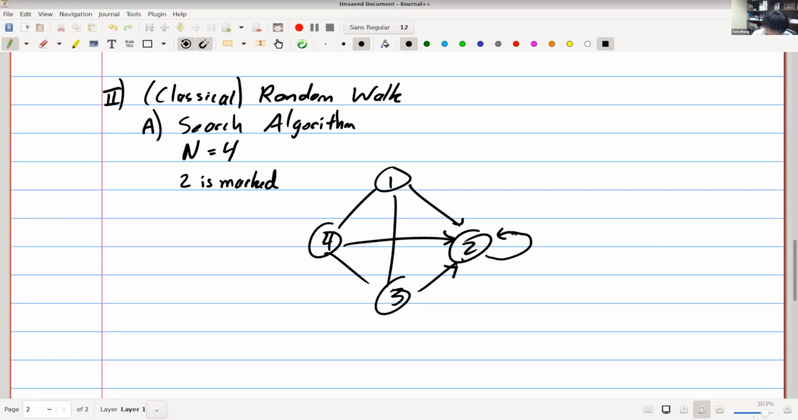So vertex 2 acts as an absorbing vertex, meaning like once you jump there, you're stuck. So this acts as an absorbing, excuse me, vertex.